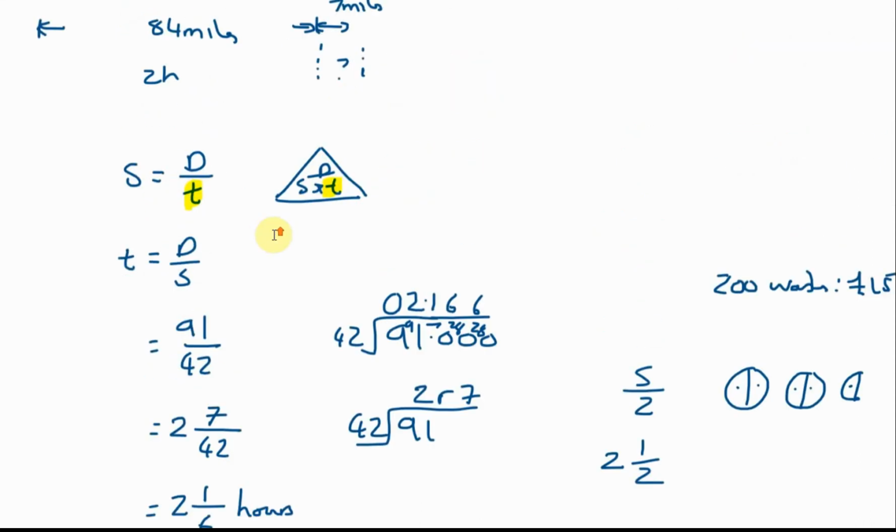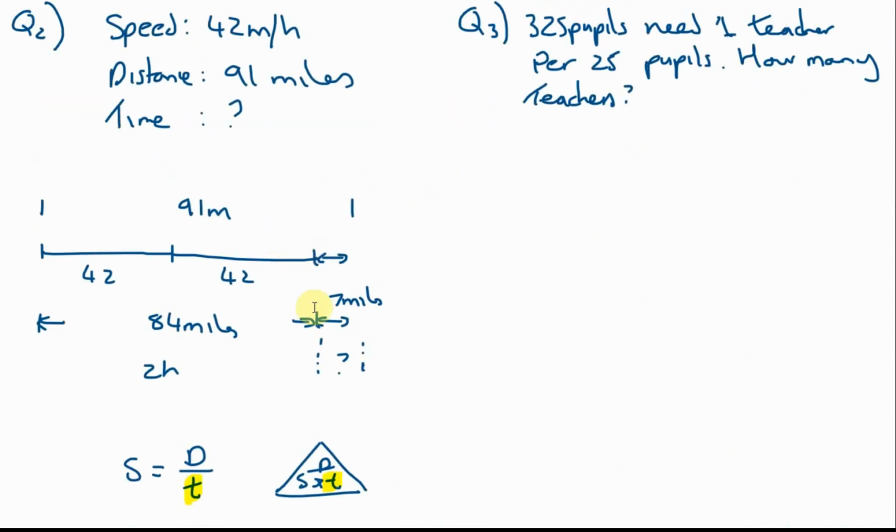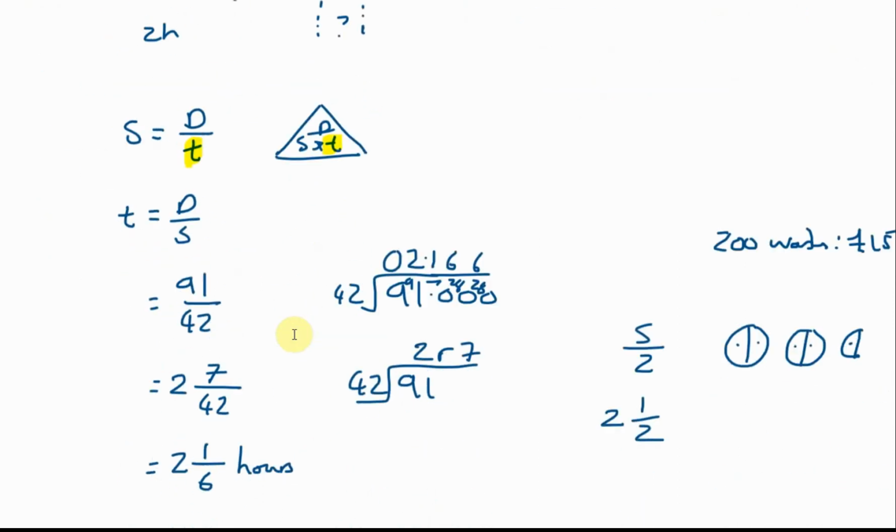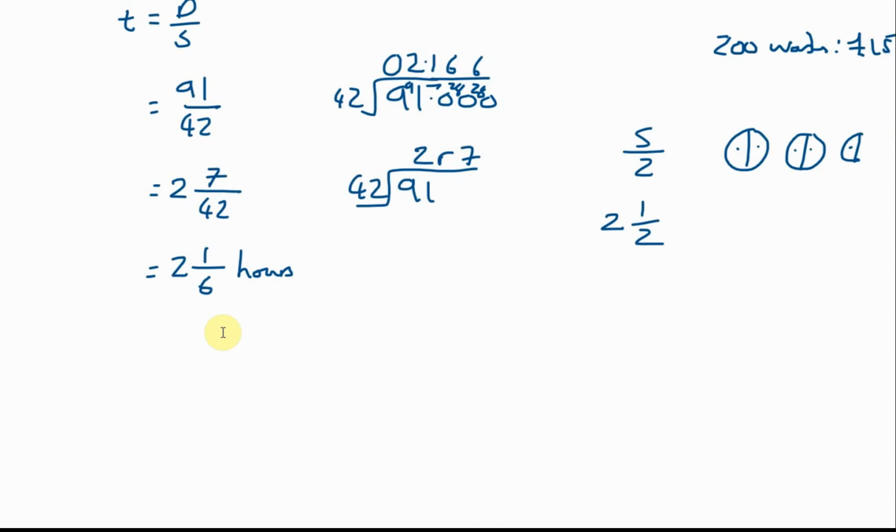So what it's saying is that little distance in here, the 7 miles, that's going to take 1/6 of an hour to get there. Okay. Now, that sounds a bit odd. You would never say to someone 2 and 1/6. So what's 1/6 of an hour? Well, let's think of our clock. How many minutes are an hour? 60 minutes. So 1/6 of that is going to be 10 minutes.